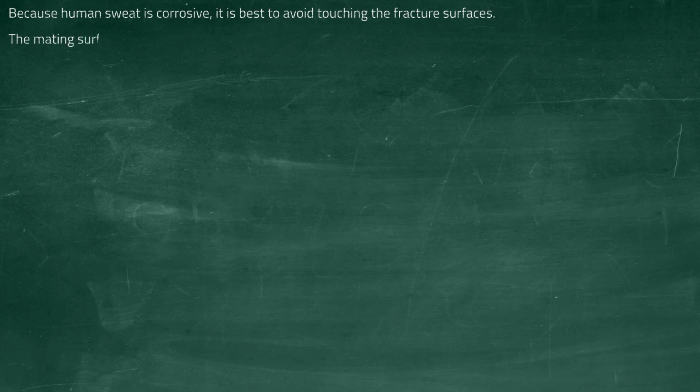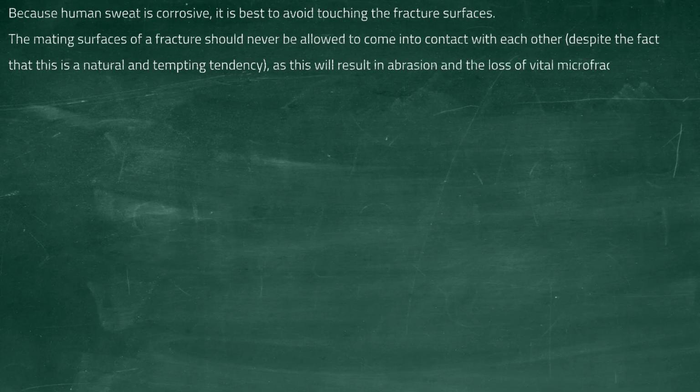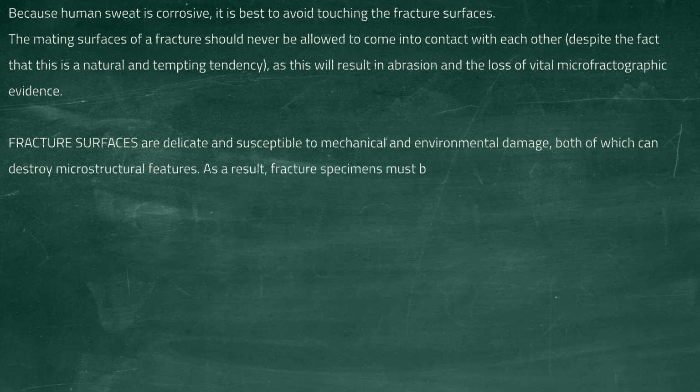The mating surfaces of a fracture should never be allowed to come into contact with each other, despite the fact that this is a natural and tempting tendency, as this will result in abrasion and the loss of vital microfractographic evidence. Fracture surfaces are delicate and susceptible to mechanical and environmental damage, both of which can destroy microstructural features. As a result, fracture specimens must be handled with caution throughout the analysis process.